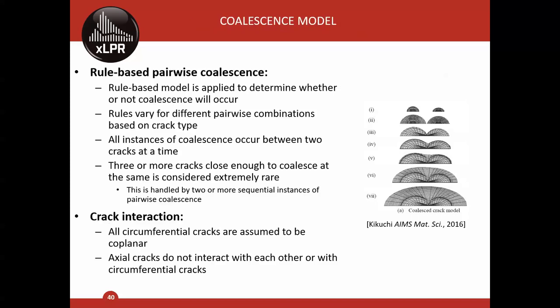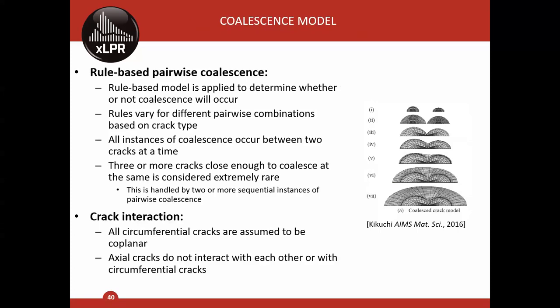So the coalescence model is a set of rule-based conventions used for simulating the combination of two cracks based on their sizes, their shapes, and their locations. This simulates cases where two cracks close to each other may coalesce on a timescale faster than would be predicted by treating the growth of each of the two cracks individually, either due to crack interaction for surface cracks or due to local ligament collapse for through-wall cracks. Coalescence is implemented as a rule-based model with specific coalescence rules varying for different pairwise combinations of crack types, which I'll go into in a little bit.